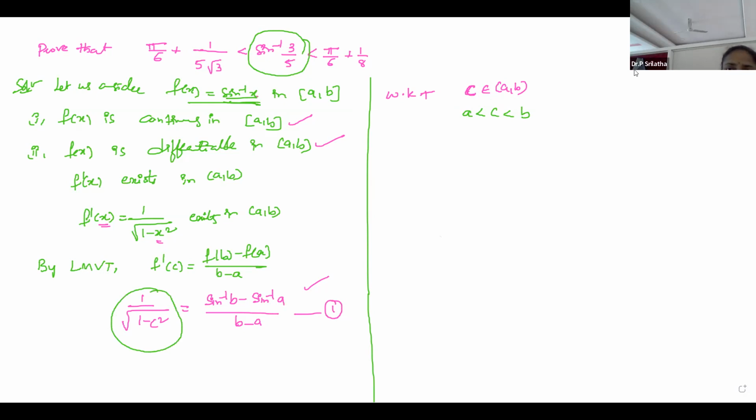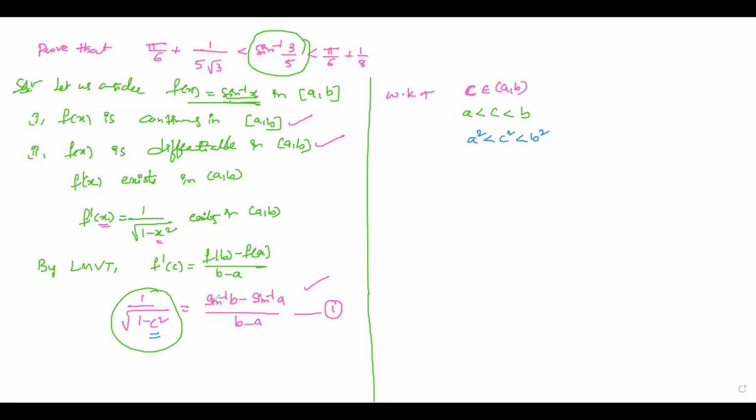To convert it like that, first of all what should we do? c is here, squaring on both sides. a square is less than c square is less than b square. Next step, multiply by minus on both sides.